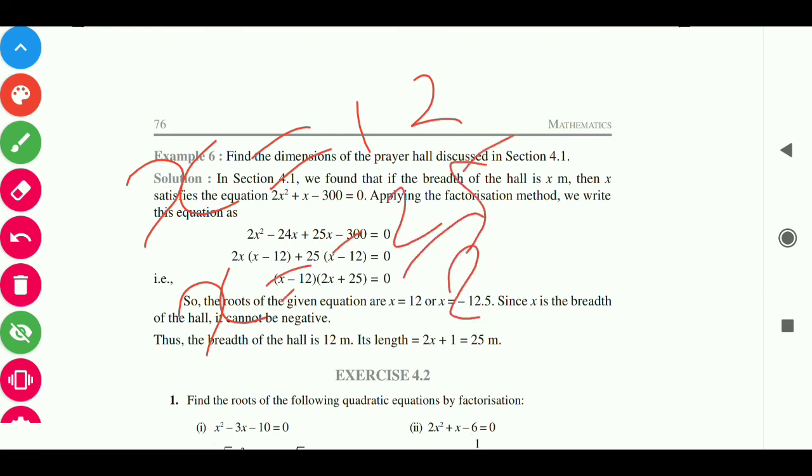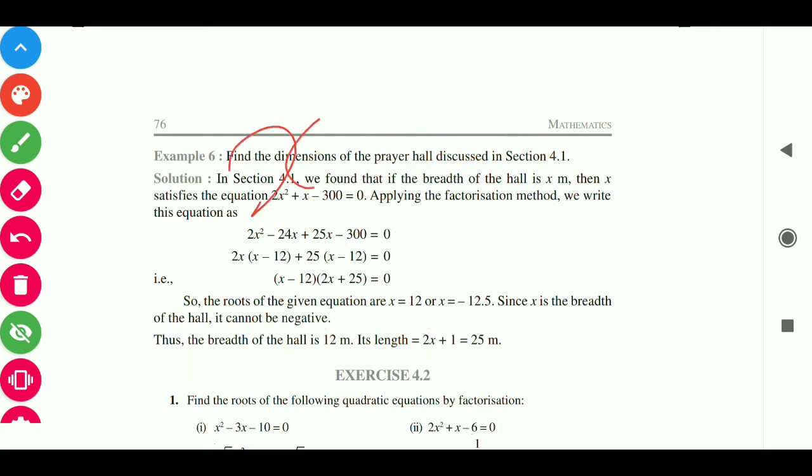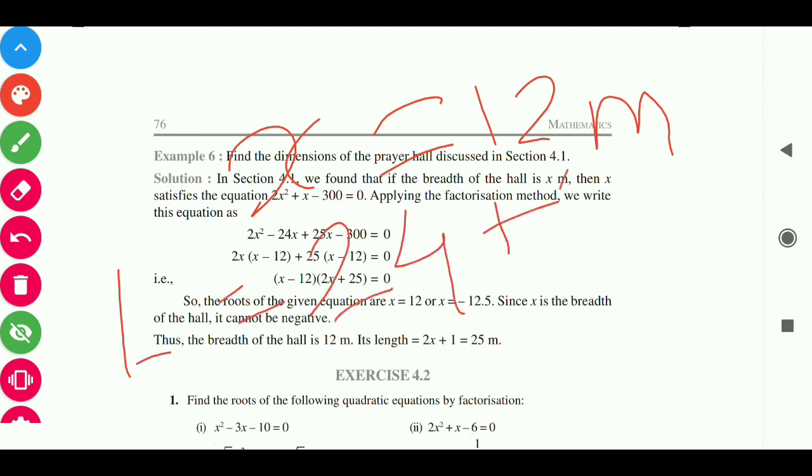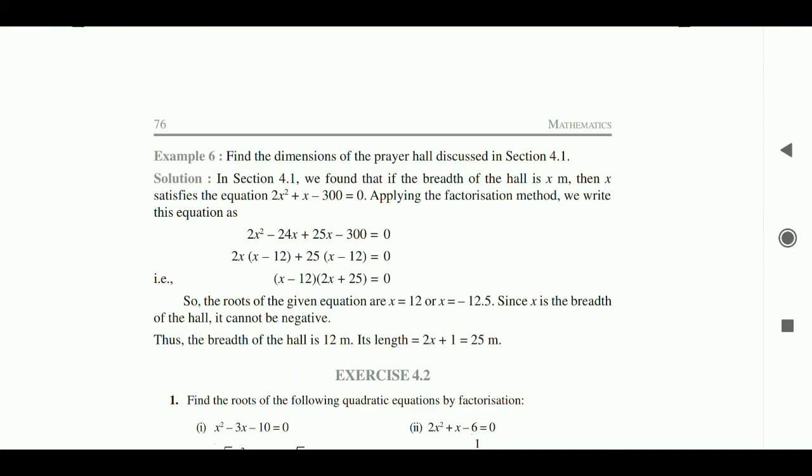But as we know, length or breadth cannot be negative, so we need to eliminate this. So we will consider breadth to be 12 meters. In relation with that, we will have length to be 2x plus 1, that is 24 plus 1 equals to 25 meters. So here we are done with the theory section of exercise 4.2.